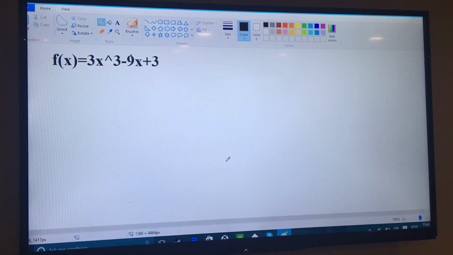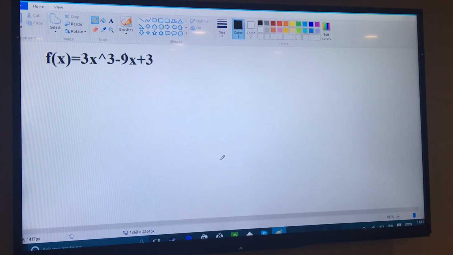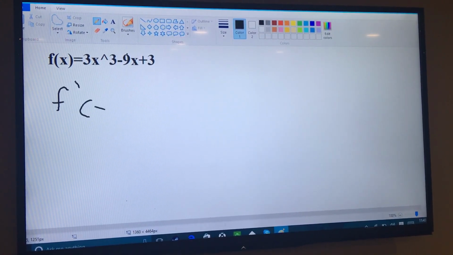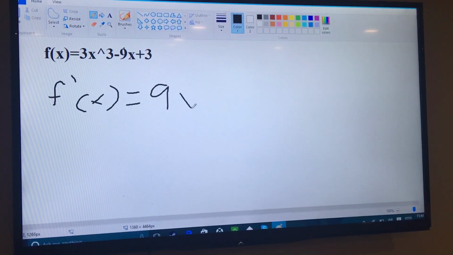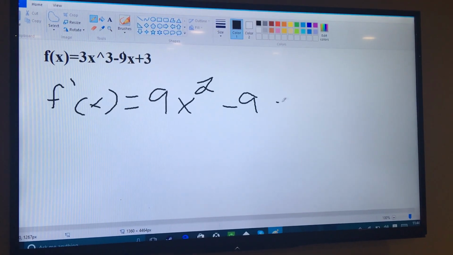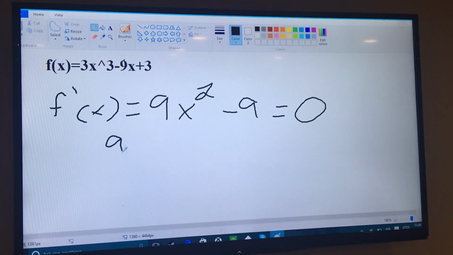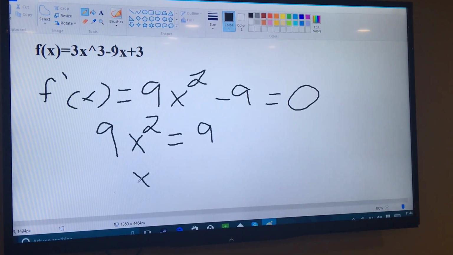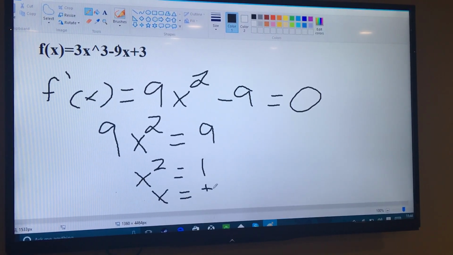For an example, we're using f of x equals 3x cubed minus 9x plus 3. We're going to start by finding the derivative of this function. So f prime of x is equal to 9x squared minus 9 equals 0. Now that we have this, we're going to solve for x. So we have 9x squared equals 9, x squared equals 1, x equals plus or minus 1.